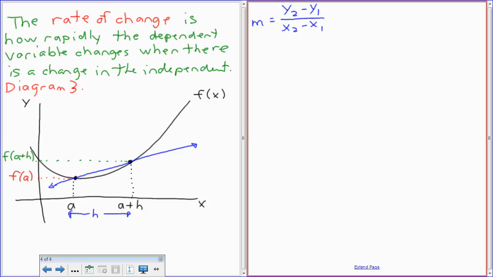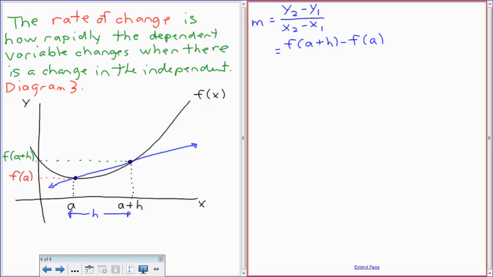Y2 would be f at a minus f of a plus h. Good, I'm going to just write it the other way if that's okay. That would work as well too. And your way would work as well too. Wouldn't it be negative then, if I did it the other way around? Right, the denominator would be negative. Okay. All right.